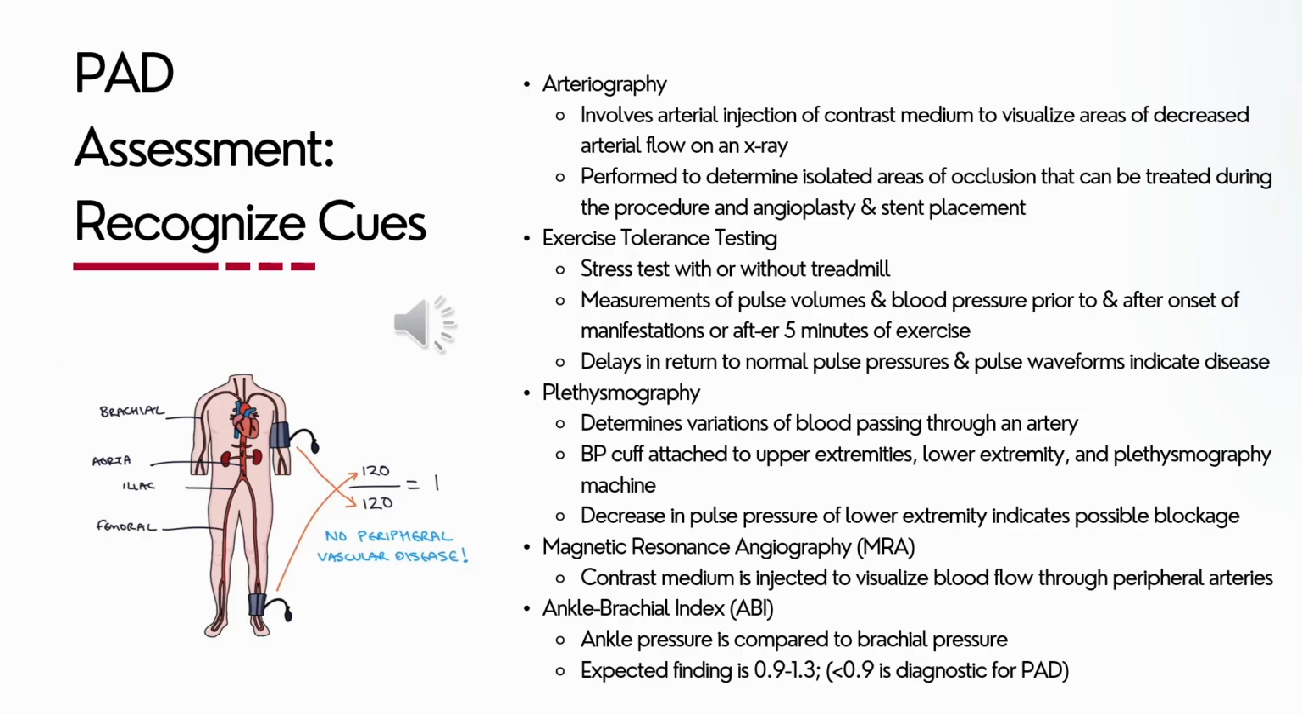Plethysmography is a test that evaluates variations in blood flow through the arteries using blood pressure cuffs that are attached to both the upper and the lower extremities. So a significant decrease in pulse pressure in the lower extremities suggests an arterial blockage. And also we get waveforms which are generated during the test. A flattened waveform indicates a more severe occlusion.